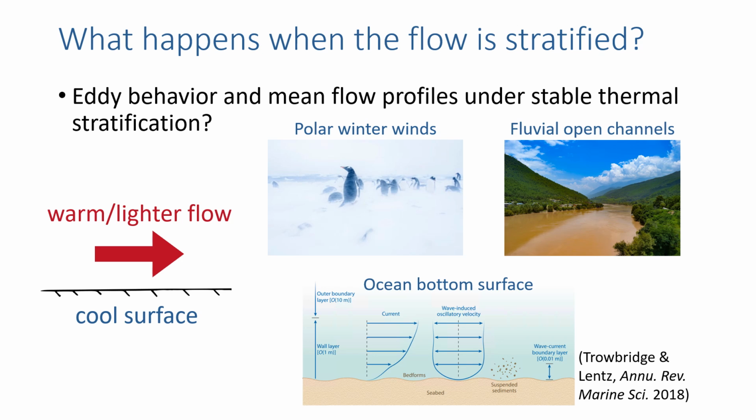The question for our work today is what happens to these instantaneous events when the flow becomes stratified, and how can we relate changes in the eddy behavior to changes in the mean flow profile when you start to introduce thermal stratification. Stably stratified flows are common in nature, specifically and most notably during the nighttime in the planetary boundary layer. You also see it in polar regions, particularly in the wintertime, in fluvial open channels in hot and dry climates, and then also along the bottom of the ocean.